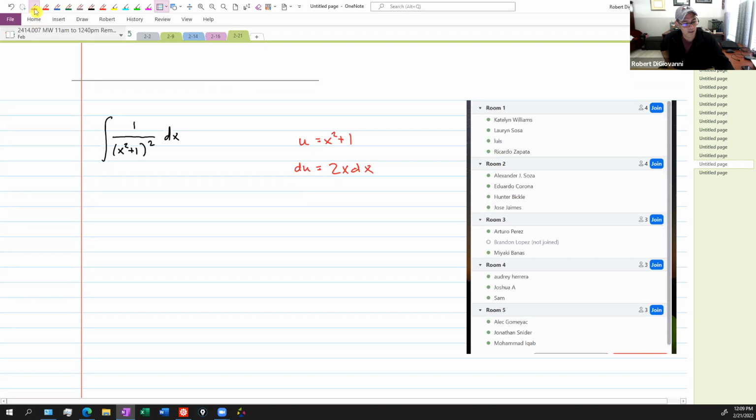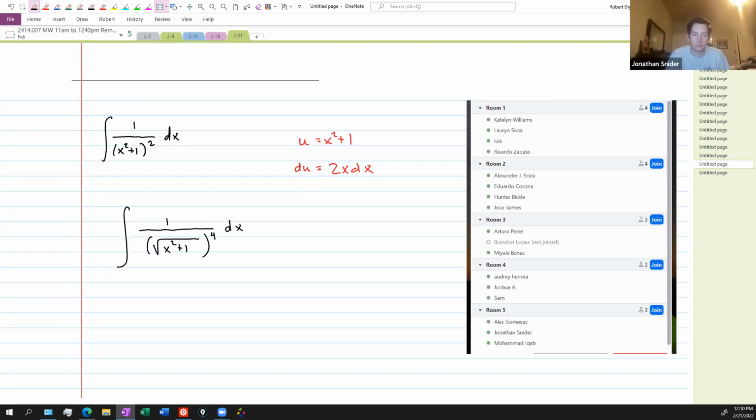So watch, I think when I show it to you, you're not going to be that surprised. You're just going to be like, oh, I just didn't think of it that way. I'm going to rewrite the bottom as the square root of x squared plus 1 to the 4th power. And then I'm going to use trig sub. Okay, that's what I'm going to do. Right, because I really don't have much of anything else.